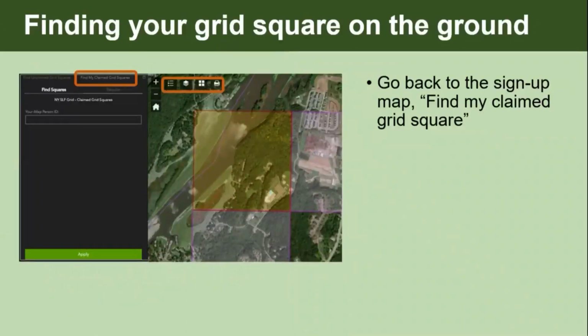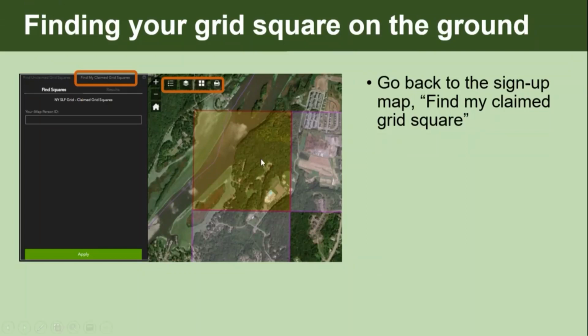And last year, sometimes there was some difficulty in trying to get to your grid square on the ground. So we really recommend trying to look at your survey grid square before you go out and pick some locations within that, like places with landmarks or something, so that you can easily just get to that location, for instance, a trailhead or a parking lot.